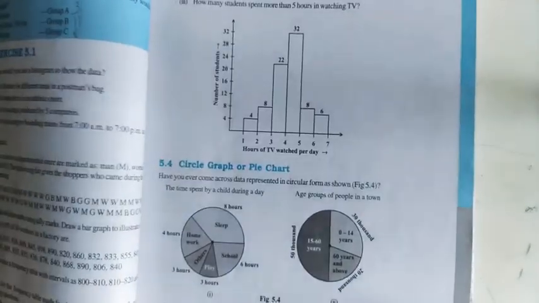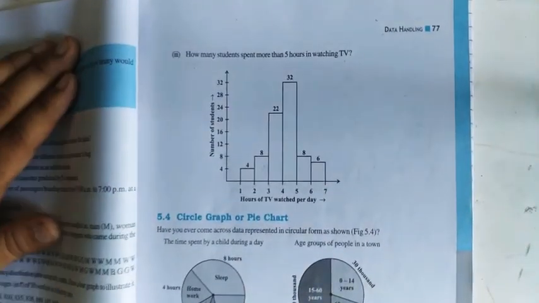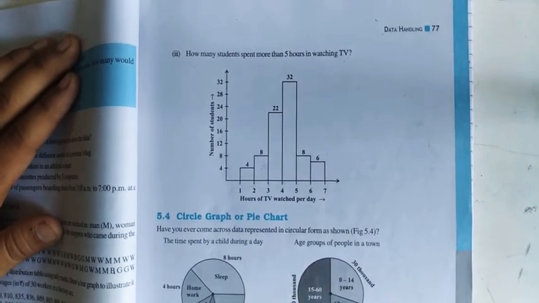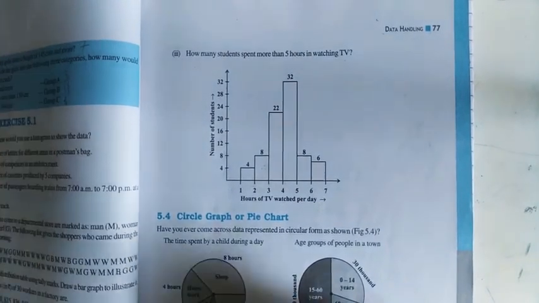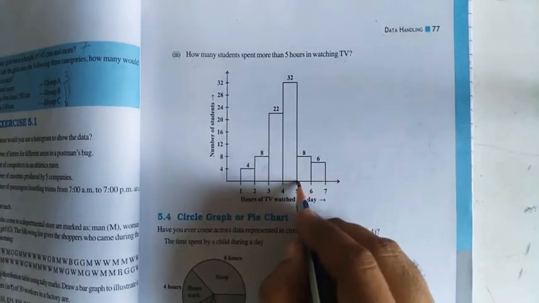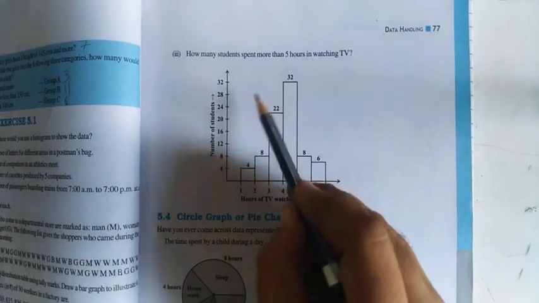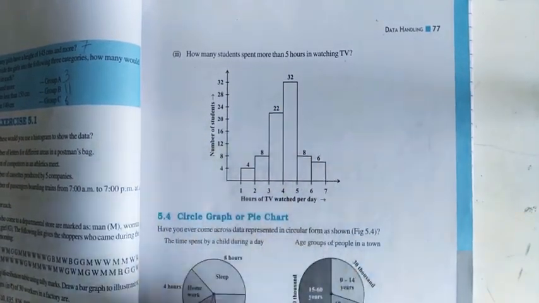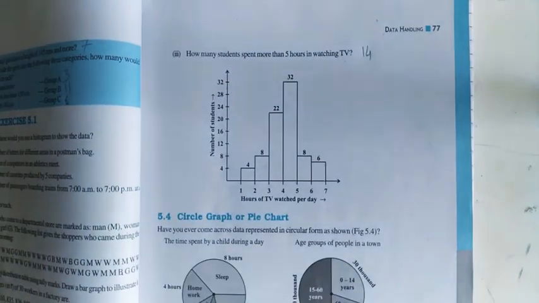Now the next question is given over here. How many students spend more than 5 hours in watching TV? More than 5 hours. So we have to add these 2 only. More than 5 hours. So we cannot add these. More than 5. So 8 and 6. So you know that 8 plus 6 is equal to 14. Okay. So here we finished our exercise number 5.5.